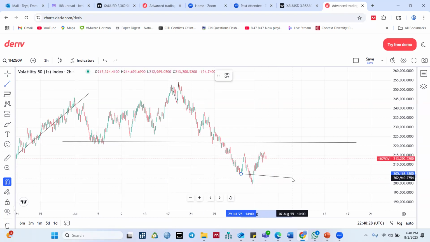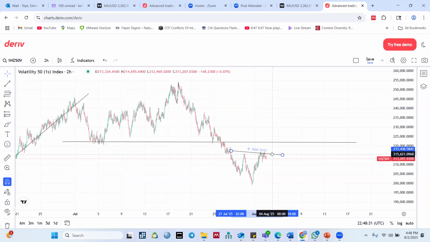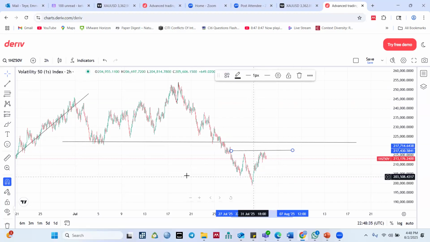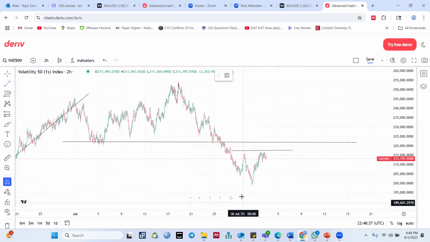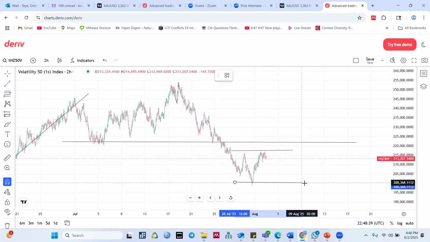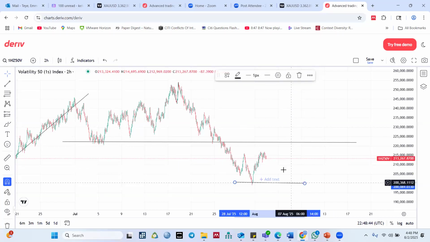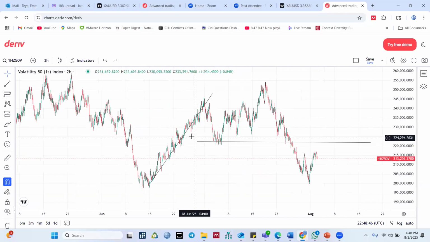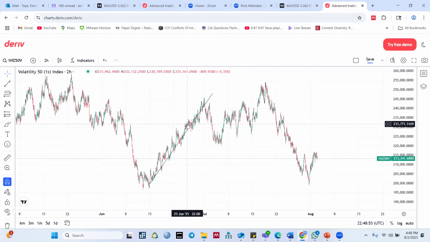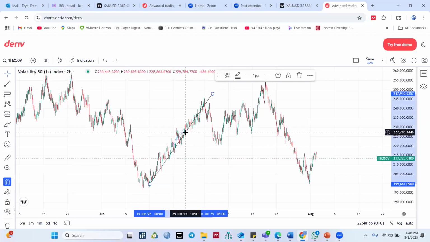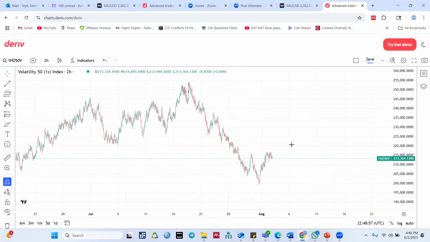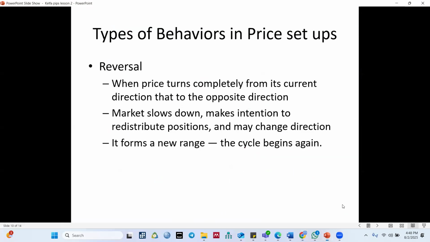What is this telling us? This is creating another range for us. It's a little bit complex. It could be a little bit complex right now, but with time, all will come together. And when you are able to identify what is happening on the market, that will help you to make specific decisions as to how you can also engage in the market.